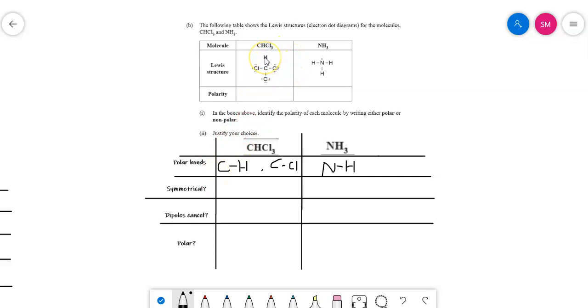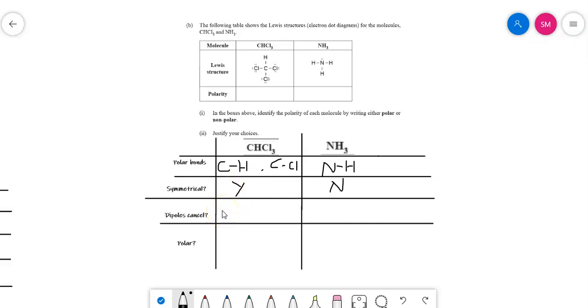So this one is a symmetrical shape. You need to look at the previous video on polarity to understand the theory behind that. This one is a symmetrical shape, and this NH3 is not. So that's the important start of the answer that we would give there. Then we need to look at, do the dipoles cancel?